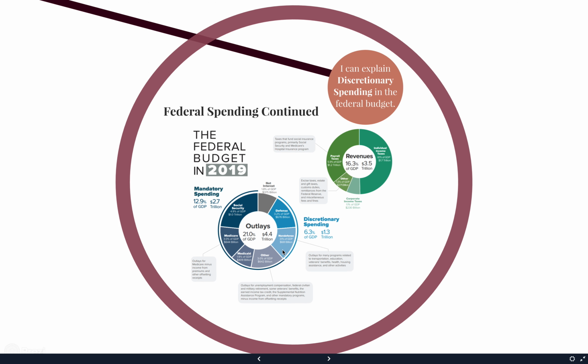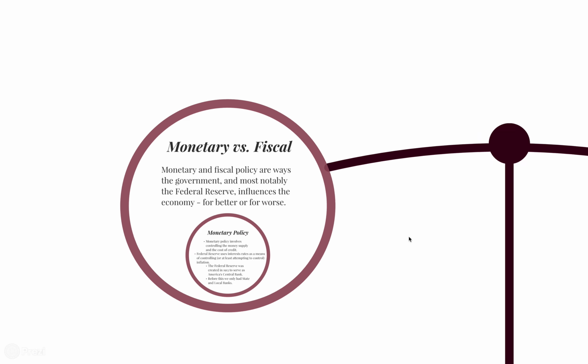Here is a really great infographic that outlines discretionary spending, defense, non-defense, and then our entitlements like Social Security, Medicare, Medicaid, and then our other, which would be our uncontrollables like debt.